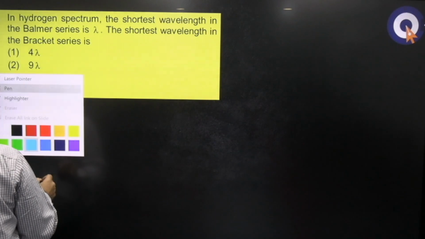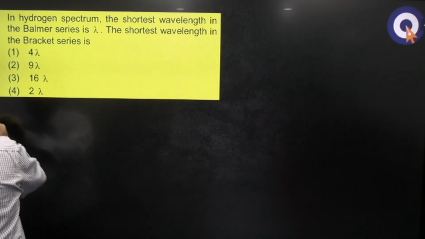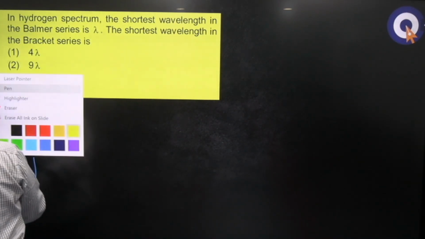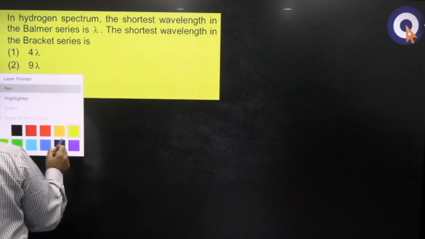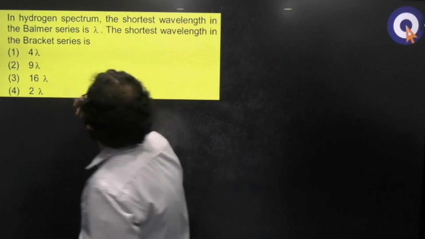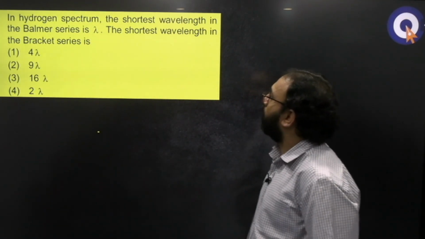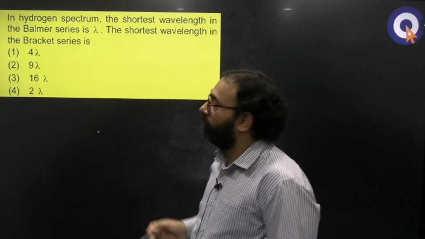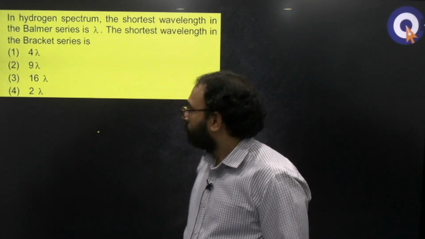In this question, if you can see, in a hydrogen spectrum, the shortest wavelength in the Balmer series is lambda. The shortest wavelength in the Brackett series is how much? That's the question. So let us see here.